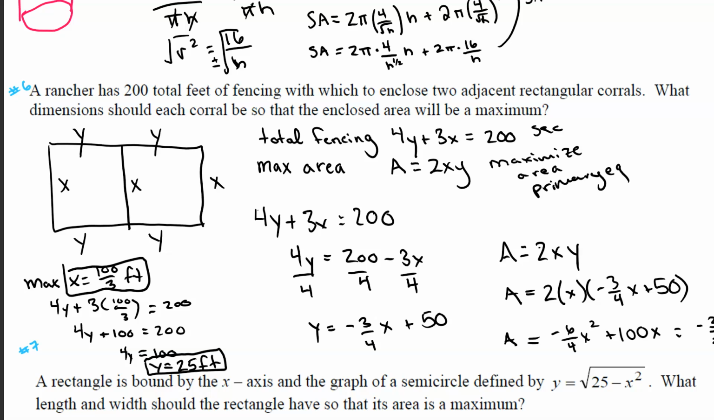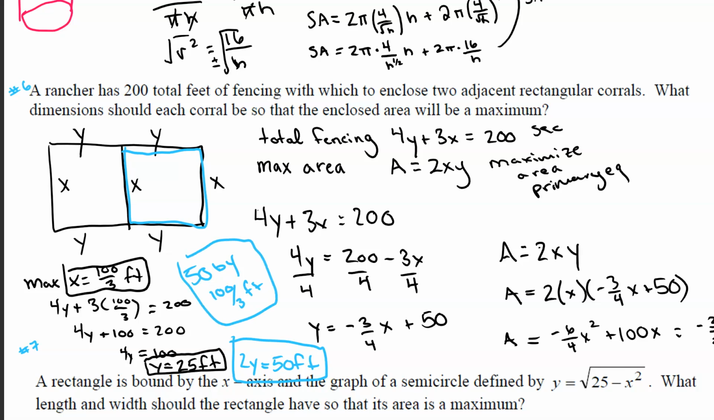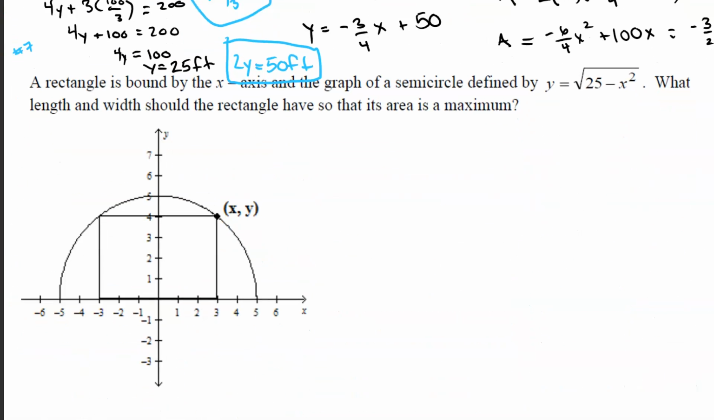All right. Well, if we're going to be technical, that's just the dimensions for one of these boxes, right? So the dimensions for the whole thing would be 2y. So 2y is the whole area. So we've actually got 50 feet. So we're 50 by 100 over 3 feet for our enclosed area. All right, on to the next one.